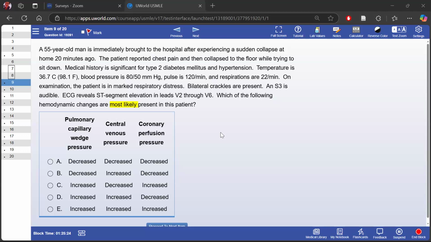For CVP, what does CVP mean? What does it suggest? It's an index of what in the cardiovascular system? Central venous pressure is an index of what? Right atrial pressure. Okay, so central venous pressure is an index of right atrial pressure.